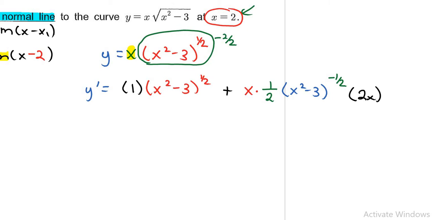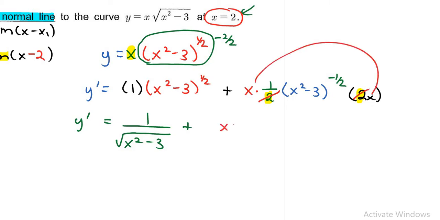Okay, so if you want to simplify this, y prime would equal 1 over the square root of x squared minus 3 plus, okay, so this 2 and that 2 will cancel off. So that cancels off, that cancels off. x times x is going to be x squared divided by the square root of x squared minus 3. Okay, so quite a bit going on over there.